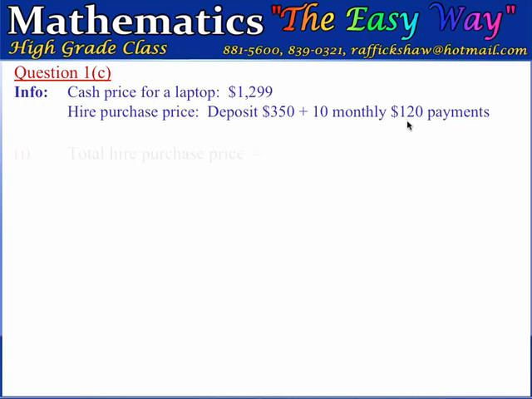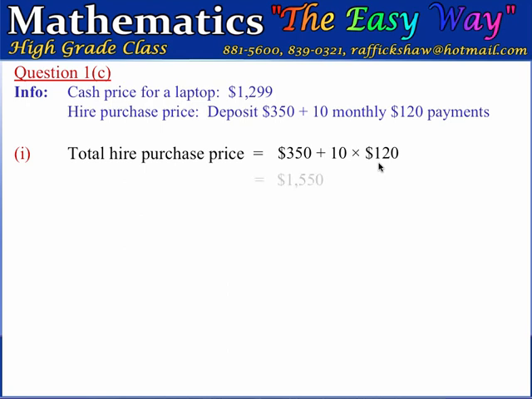The first part of this question wants us to say what the total hire purchase price would be. And that would be the $350 deposit plus the 10 payments of $120. So let's show that calculation. The total hire purchase price will be $350 plus 10 multiplied by $120. That's the $350 deposit plus the 10 payments of $120 each. And the total for that calculation is $1,550. So if we purchase a laptop on hire purchase, this is what we would pay in total.